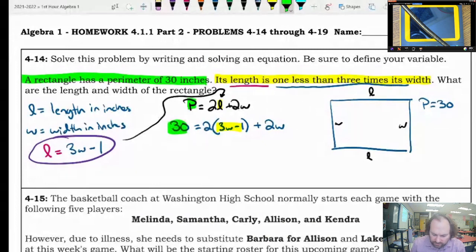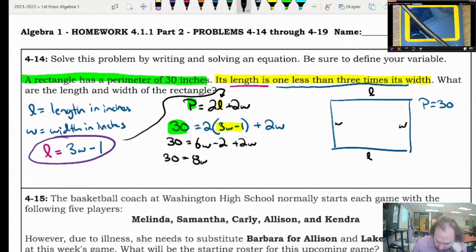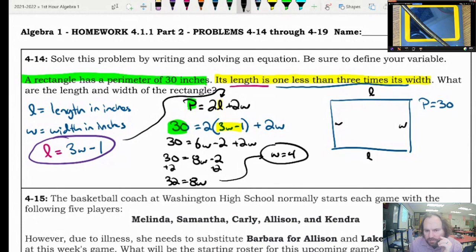Now this equation is not super tough to solve, but it still has its problems. Still got to do the distribution and get 6W minus 2 plus 2W. Now you have 30 equals 8W minus 2. And if you add the 2 over, now you get 32 equals 8W. And you can divide by 8 on both sides and figure out the W has to be 4. And that's the answer to the question. Well, it's one part of the answer. We're looking for the length and the width here.